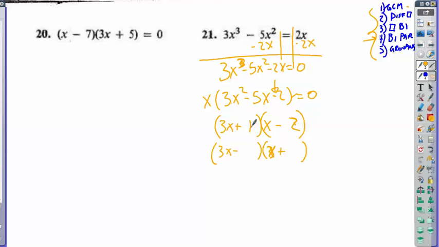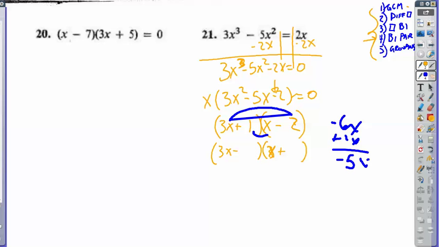And now let's see if my linear term works out. 3x times negative 2 is equal to negative 6x. Oh, this is looking good. 1 times x is positive 1x. You add them together and you get negative 5x. So I know I have it correct. So in factored form, I have x times 3x plus 1 times x minus 2. And this is all equal to 0.